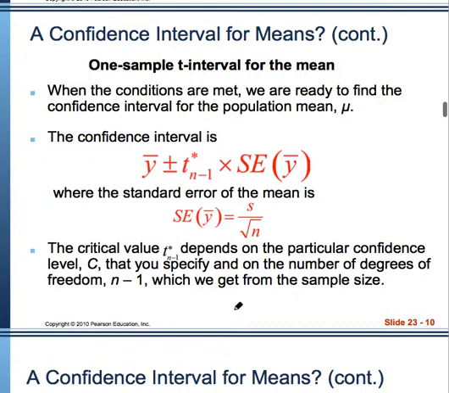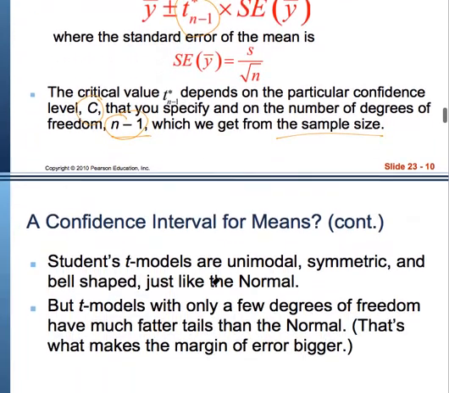The critical value, this value right here, is going to depend on the confidence level that you specify, and then the number of degrees of freedom. We get this n-1 from the sample size. So there are two things you have to know in order to use the chart to figure out the critical value with means: the confidence level, C, and how many people are in your sample.